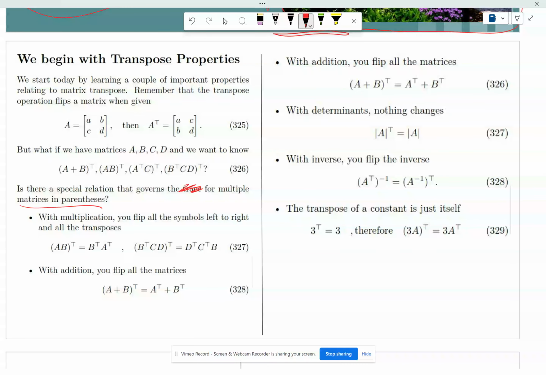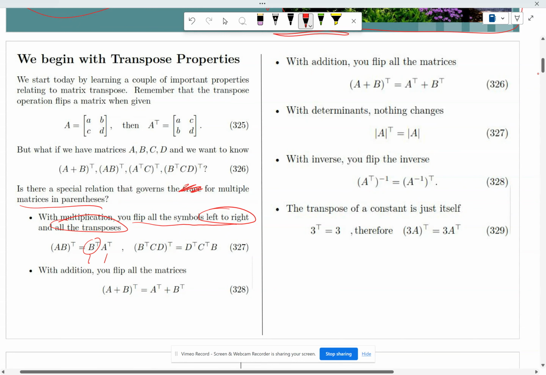Yes. With multiplication, you can flip all the symbols from left to right, and then you put the transpose on each one of them. So if you have A and B, you flip to B and A, and put a transpose on each one of them. Similarly, with more multiplications, BCD becomes DCB, and you put a transpose on each one. So D becomes D transpose, C becomes C transpose, B becomes B transpose. If you have two transposes, they cancel each other out.